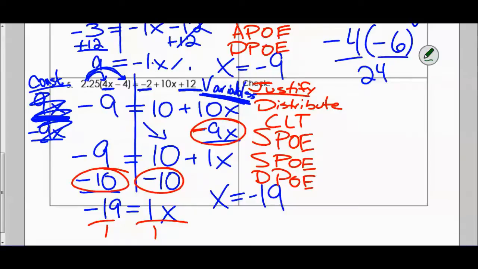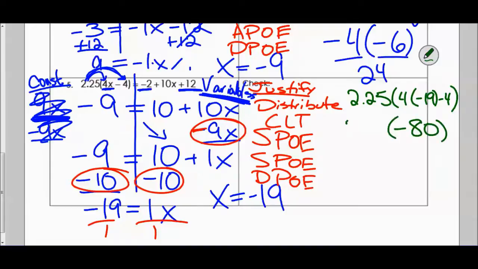And one last time, we're going to check this by plugging in that negative 19. So we have 2.25 times 4 times negative 19 minus 4. So we're going to follow order of operations, doing the parentheses first. I'm going to do a little bit of this in my head. Negative 19 times 4 is negative 76. Negative 76 minus 4 is negative 80. 2.25 times negative 80, well that's 2 of them, it's negative 160, plus an extra quarter of that is negative 20, so that's a total of negative 180. If you didn't follow that, you could always just do that in the calculator.